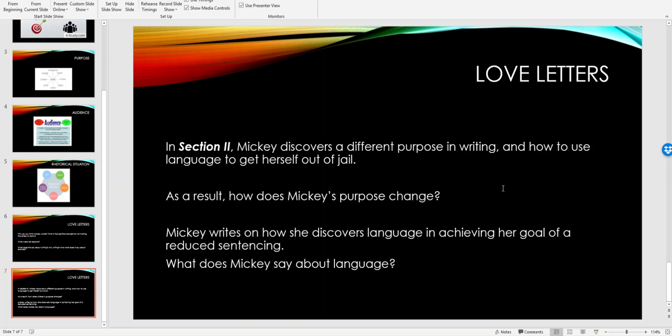I'll let you decide what the purpose and audience might be for section 3 as Mickey moves into transforming herself into a straight identity. Not only that, but in making up her mind to leave the streets and be mainstreamed, as she says it.